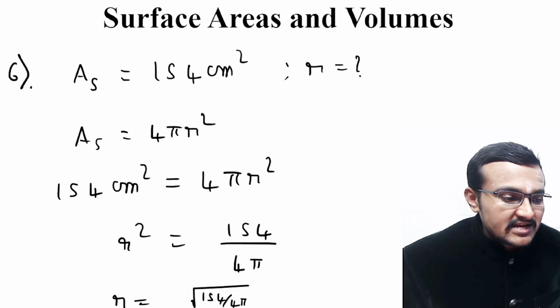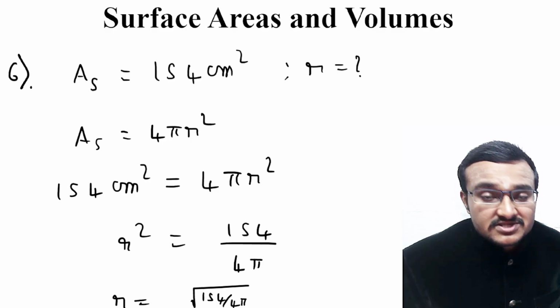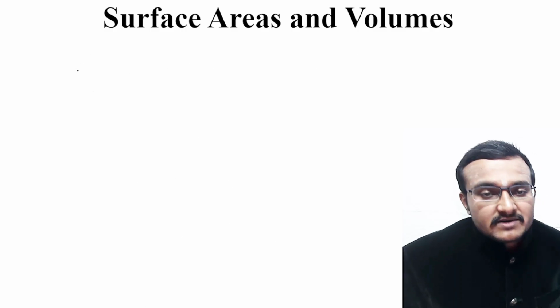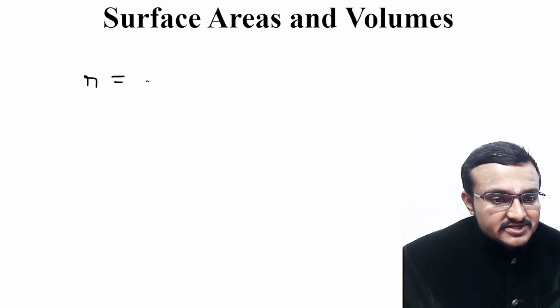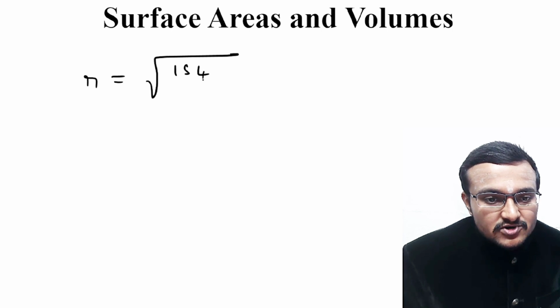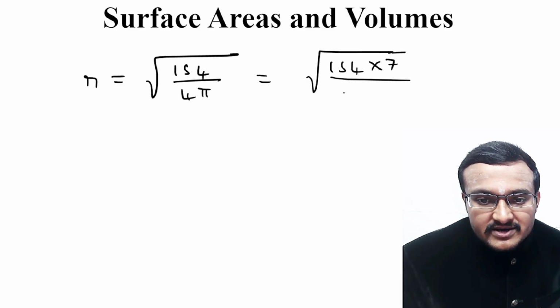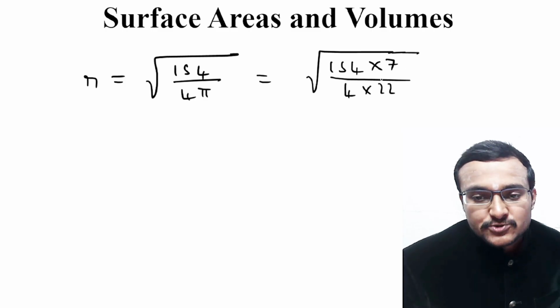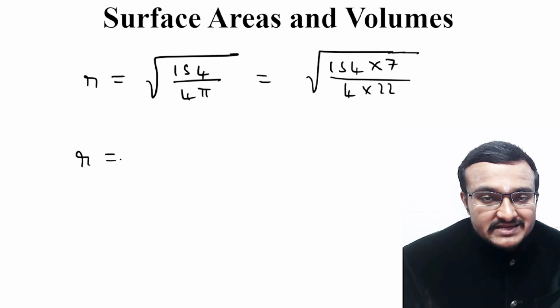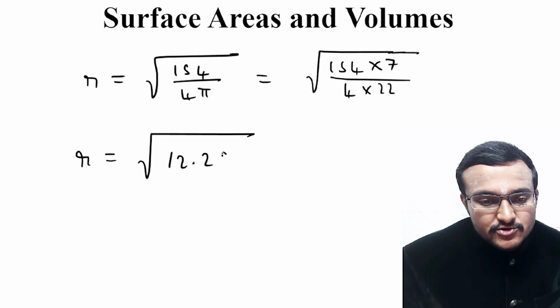Here you only have to consider the positive value of the radius, because the radius of a sphere is always a positive value. So if you solve this, it will be 154 into 7 divided by 4 into 22, because here the pi value is 22 by 7. So 22 by 7 means 7 will go to the numerator, because pi is in the denominator. If you solve this, you will get 12.25.